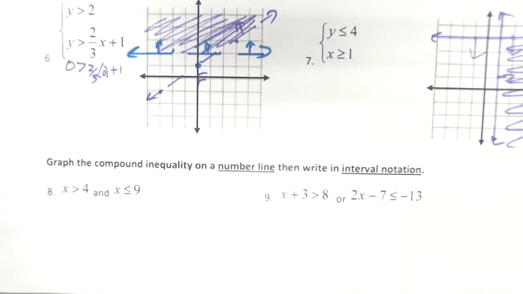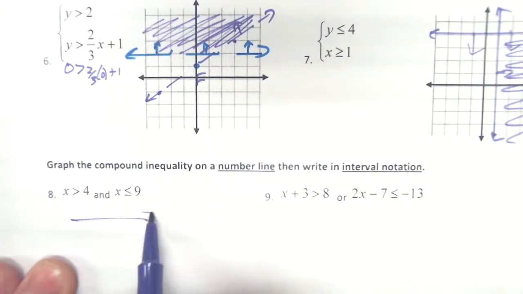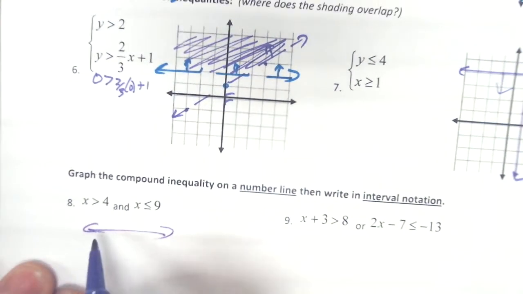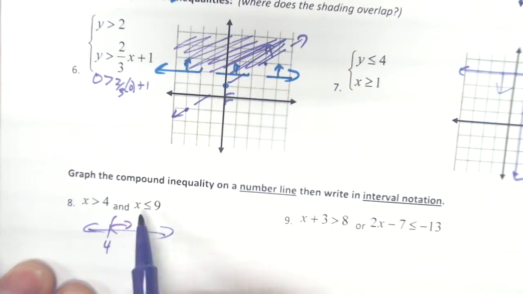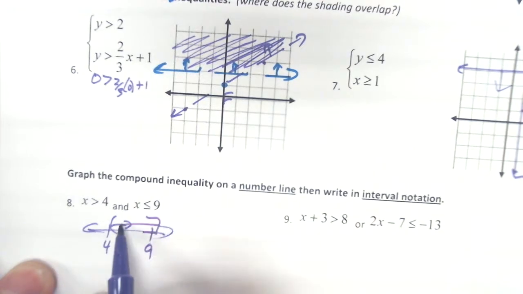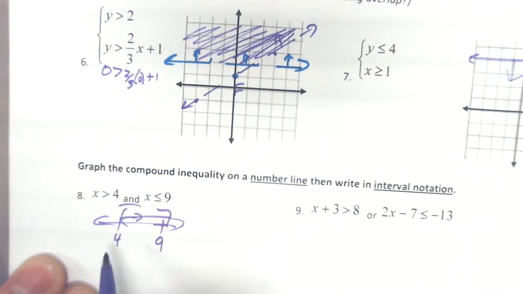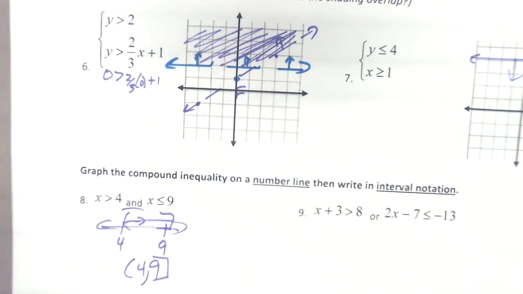On the bottom we have graph the compound inequality on a number line, and then write the interval notation. If I have x is greater than 4, it would look like that. X is less than or equal to 9, would look like that. Since it's an and statement, it's what's between them, so I'm going to write it in interval notation as the inclusive 9 and the non-inclusive 4.